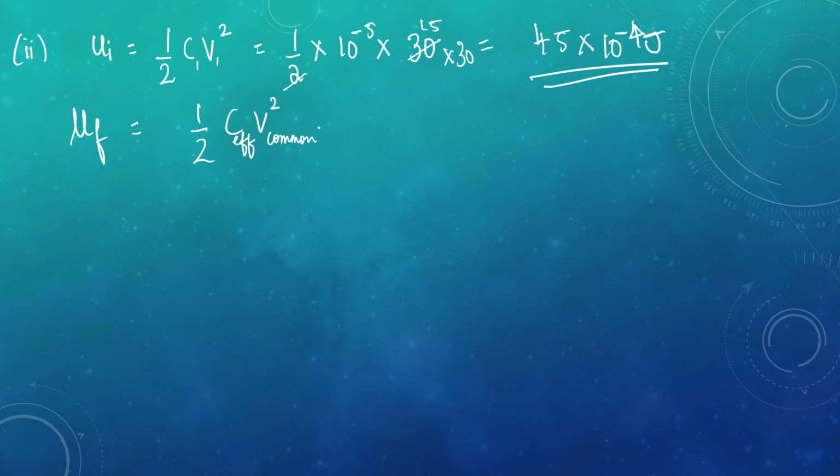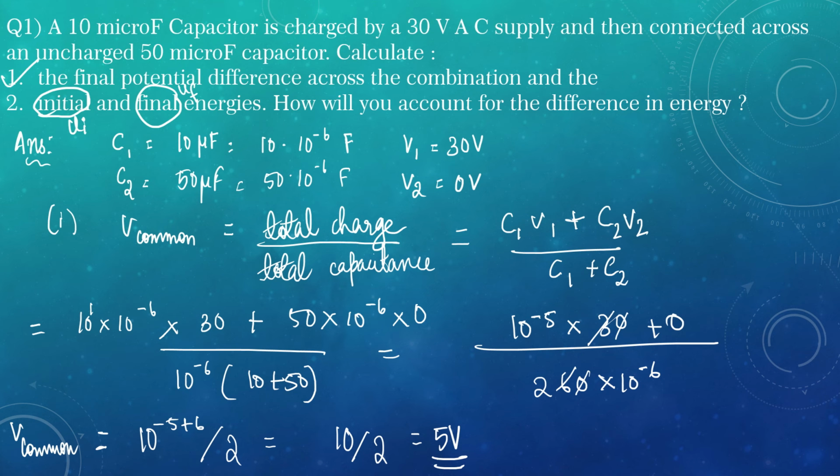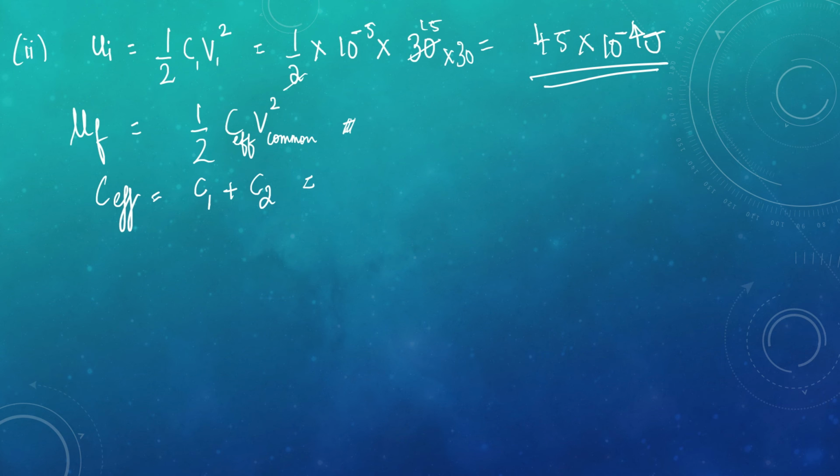Now we have to find C effective. We don't know C effective. What is C effective? C effective is C1 plus C2. C1 plus C2 is 10 into 10 raised to minus 6 plus 50 into 10 raised to minus 6. That will be 60 into 10 raised to minus 6.